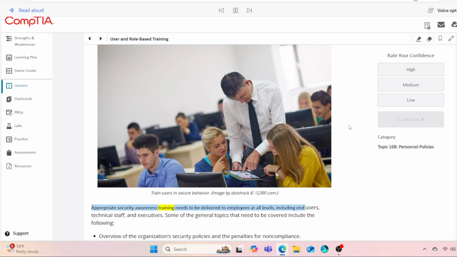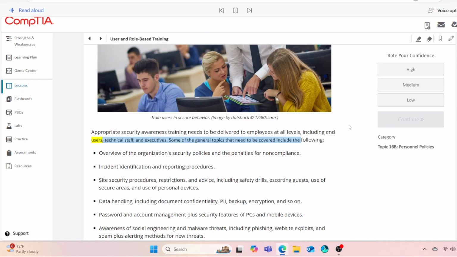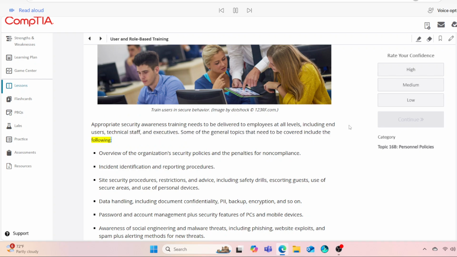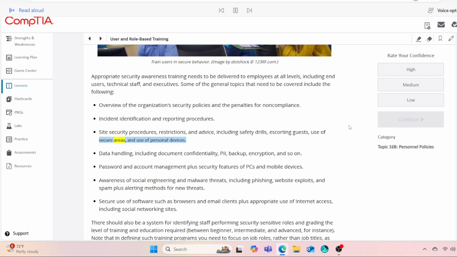Appropriate security awareness training needs to be delivered to employees at all levels, including end users, technical staff, and executives. Some of the general topics that need to be covered include the following: overview of the organization's security policies and the penalties for noncompliance, incident identification and reporting procedures, site security procedures, restrictions, and advice, including safety drills, escorting guests, use of secure areas, and use of personal devices.